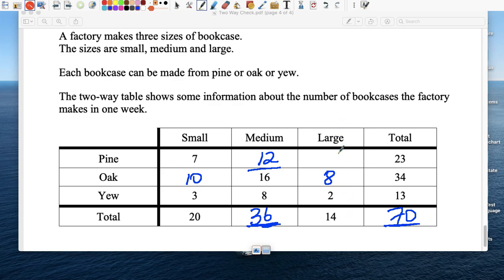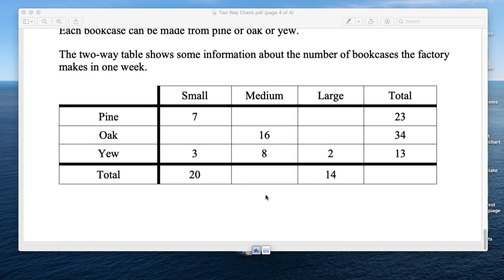The total number of large cabinets is 14. I have 2 that are made of yew, 8 are made of oak, and then how many are made of pine would be 4. There you go. Is that it? Yep, that's it.